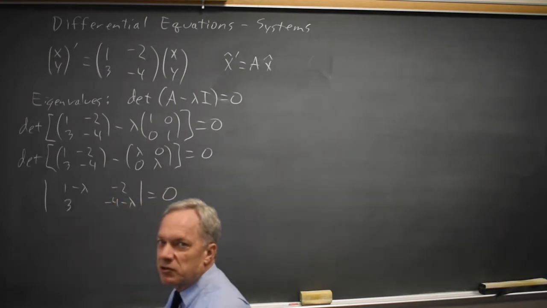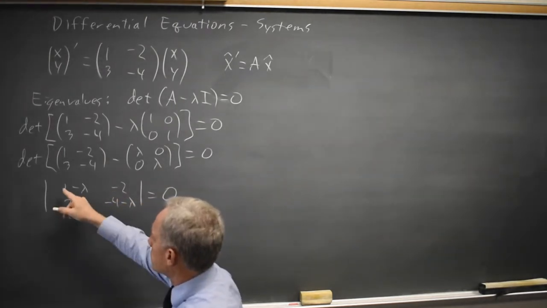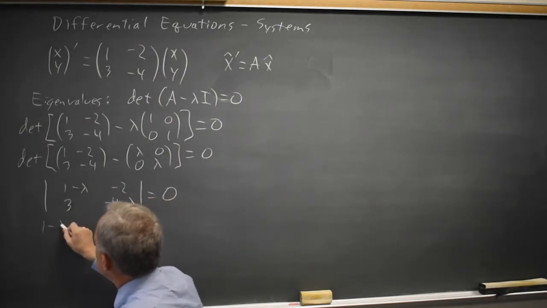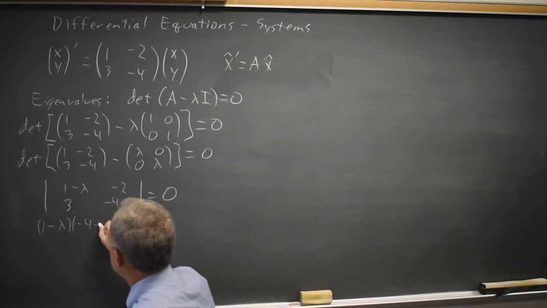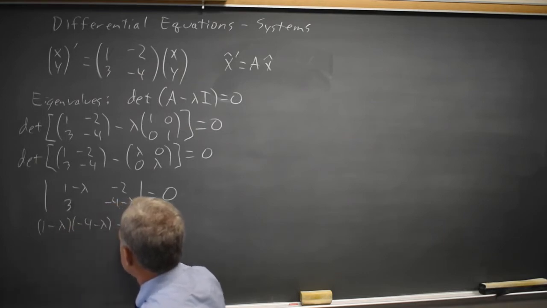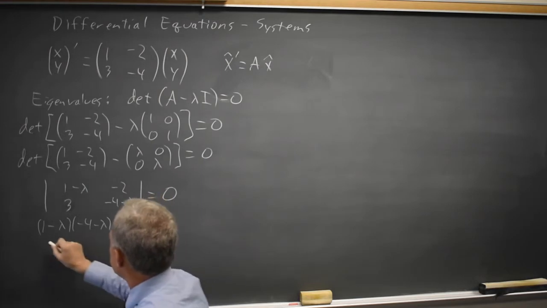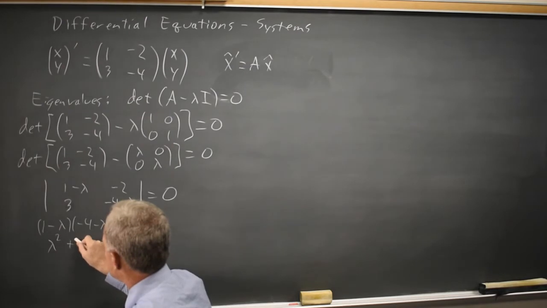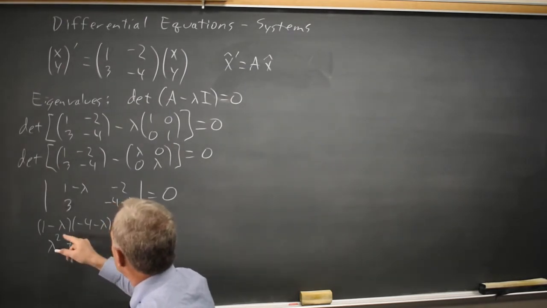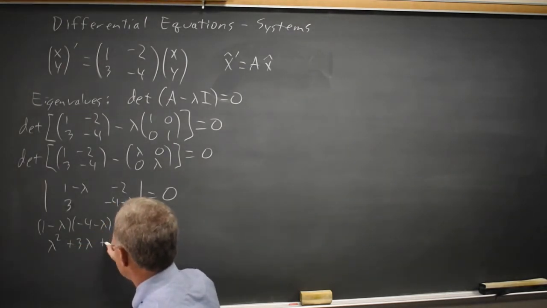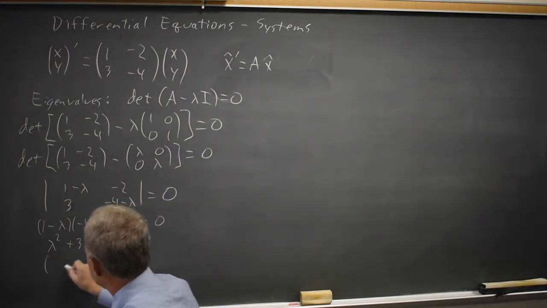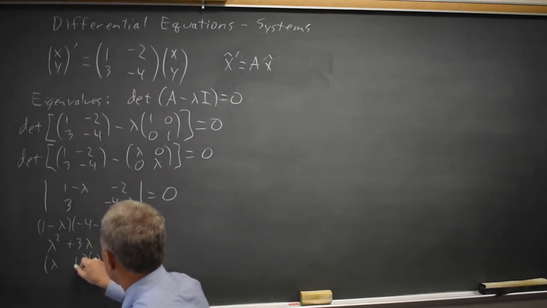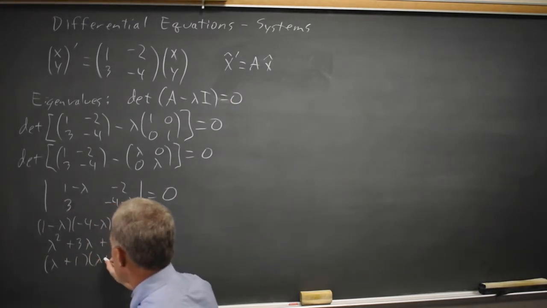The determinant of a 2 by 2 matrix like this is the product of the main diagonal minus the product of the off diagonal. So that's 1 minus lambda times negative 4 minus lambda, minus negative 6 is plus 6, equals 0. Lambda squared plus 4 lambda minus lambda is plus 3 lambda, minus 4 and plus 6 is plus 2, equals 0. That factors as lambda plus 1 and lambda plus 2, and they're both positive.